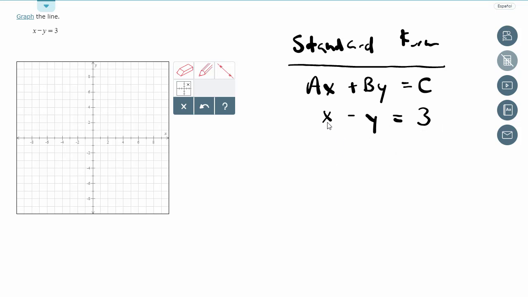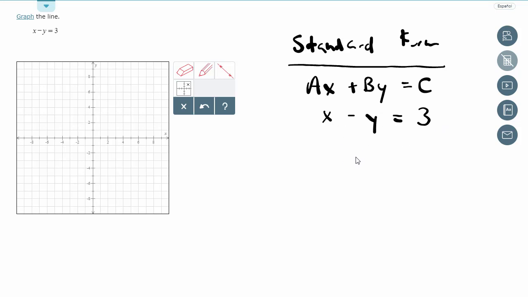This is standard format because I have my x term over here, my y term is here, and I have the value 3 here. This is called a constant. This is the number without a variable. And that's all standard format is. It's just the locations of the terms in the equation.